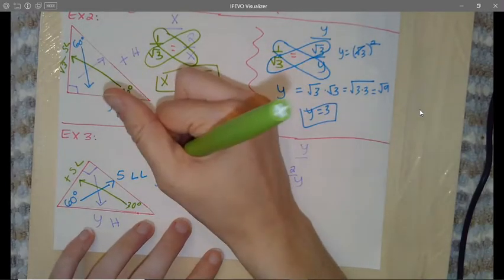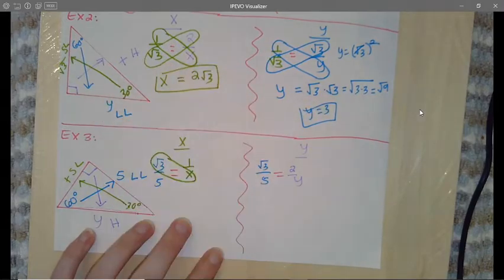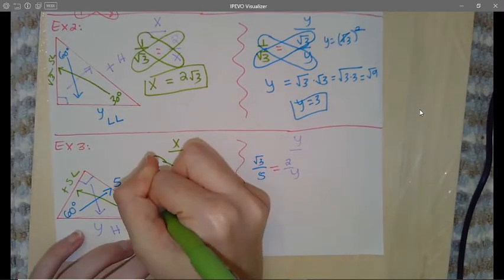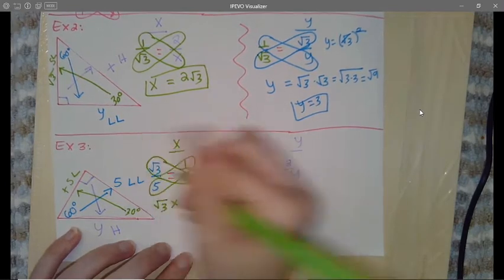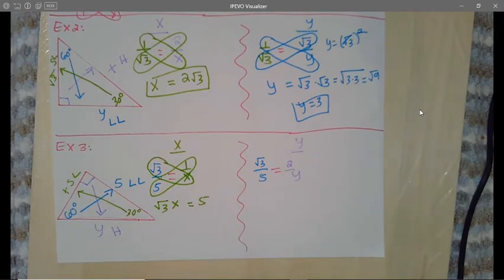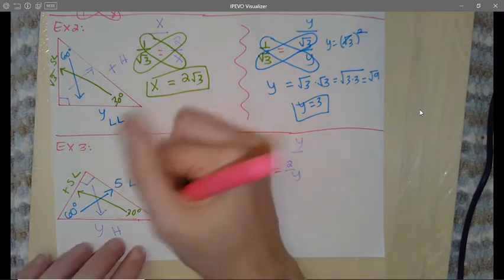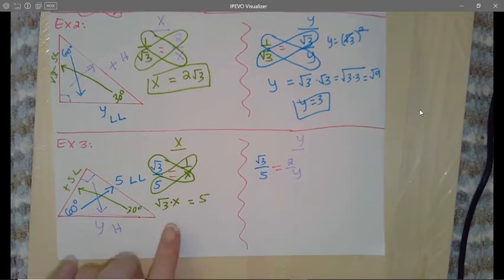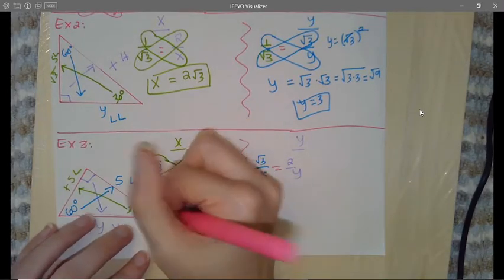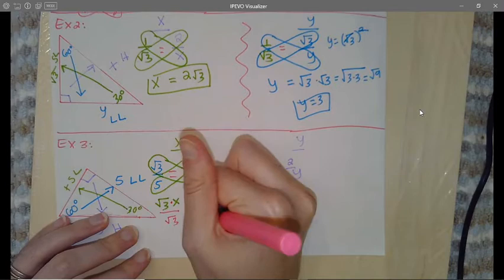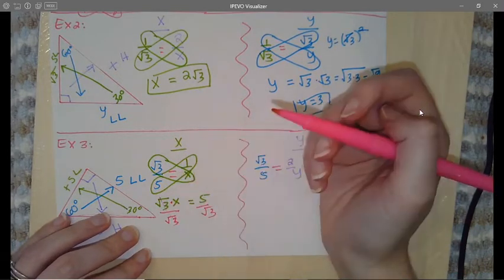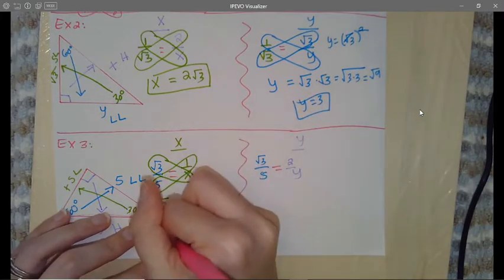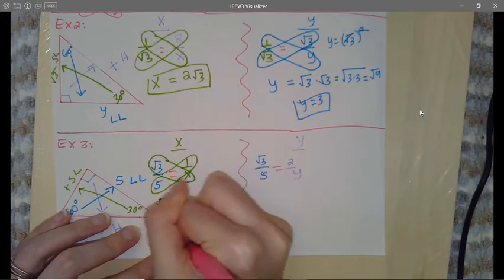From here, I'm just going to cross multiply. So let's do it. Root 3 times x. Well, I cannot multiply those together, so it's root 3x. And that will equal 5 times 1, which is 5. Now I need to solve for x. Currently, the root 3 and the x are secretly multiplying together. So the way I'm going to move root 3 to the other side is by dividing it on both sides. Root 3 divided by root 3 will cancel and turn to 1. So I'm left with x equals 5 over root 3.